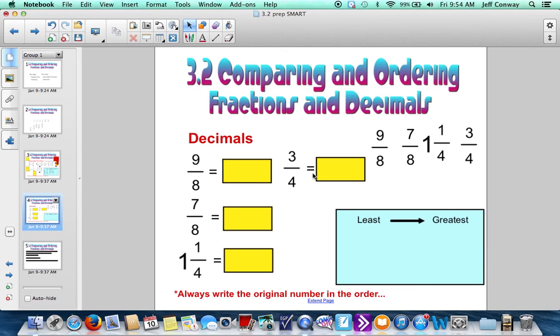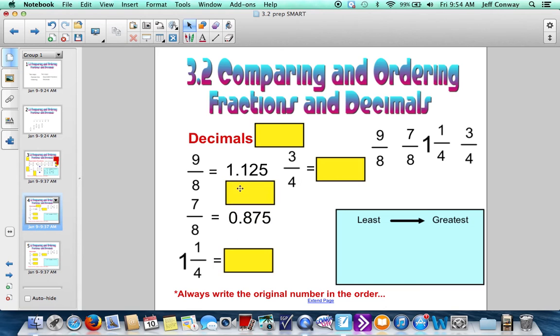Now, using the same numbers, we're going to change them into decimals. Some people find it easier to just go straight from a fraction into a decimal and order them that way. So we have 9/8. We divide the numerator by the denominator, 9 divided by 8. And the answer to that is 1 and 125 thousandths, 1.125. We took 7/8, divided 7 by 8, and that gave us 875 thousandths, or 0.875.